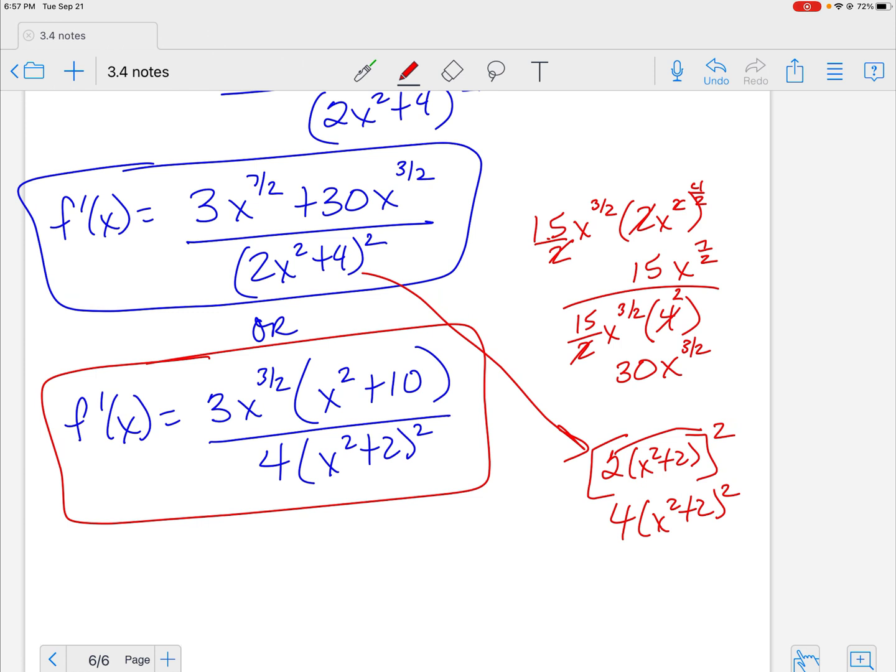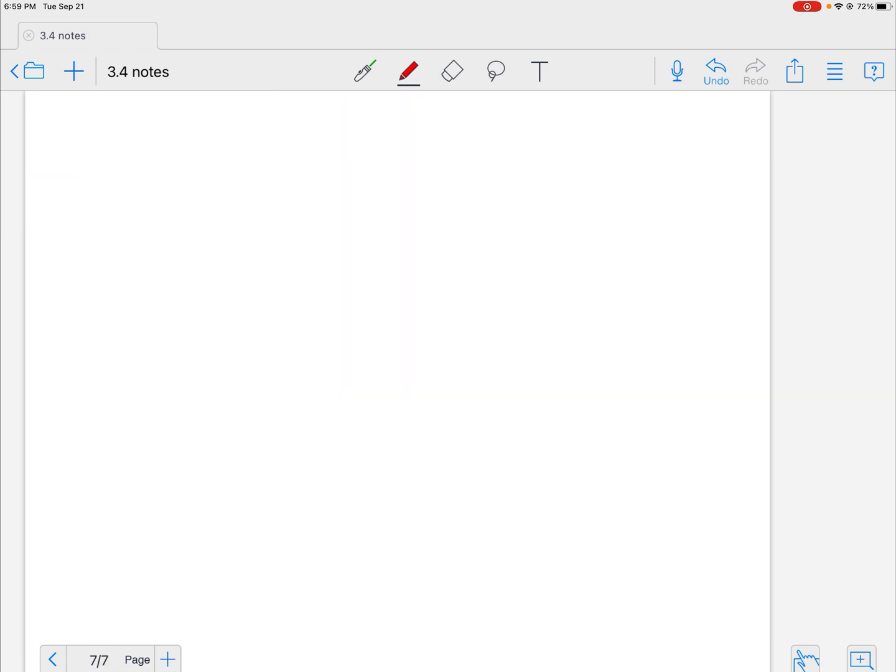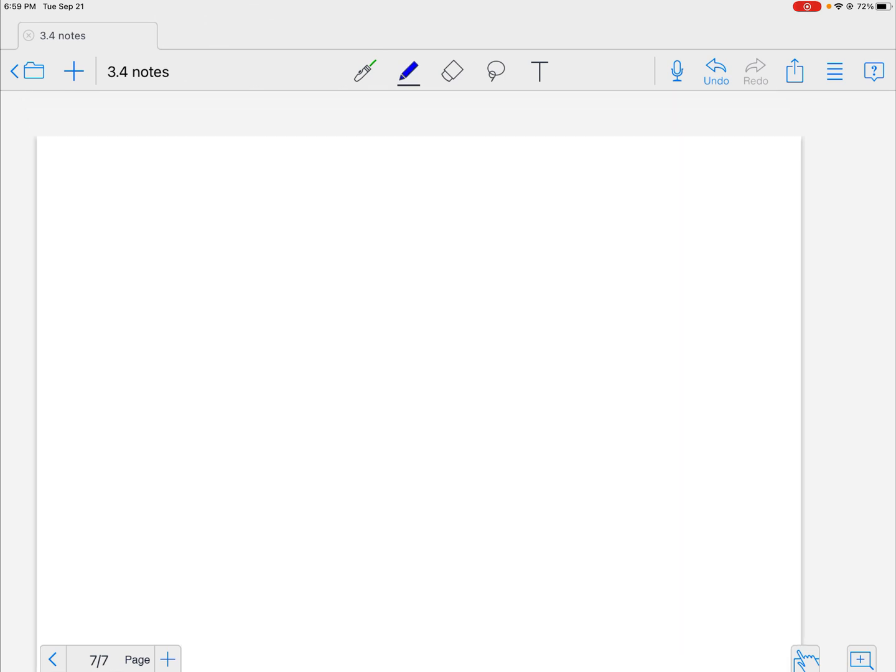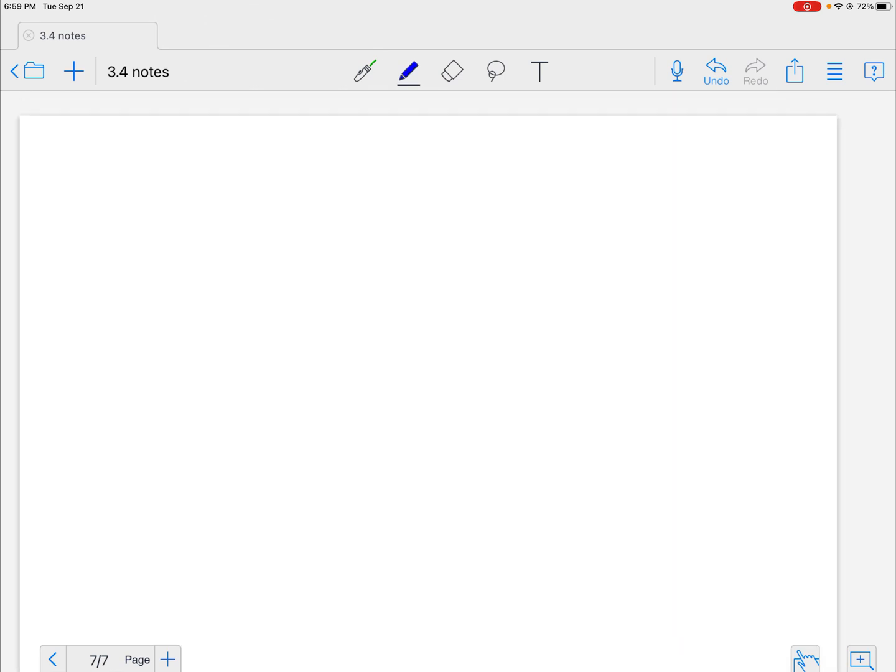Now, the numerator, again, is nice to factor out because when we start trying to find critical values, it's easier to find critical values if that's factored out. All right? But it doesn't have to be. All right. Let's do one more, and then we'll call it for this section. Do one more practice here. Here's example 6. Find the derivative, of course.